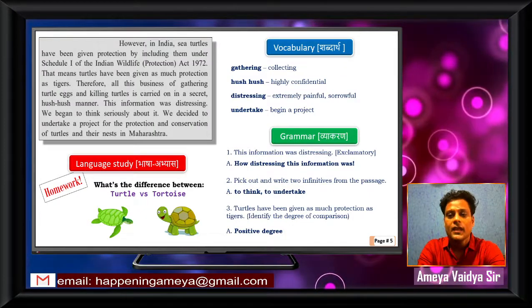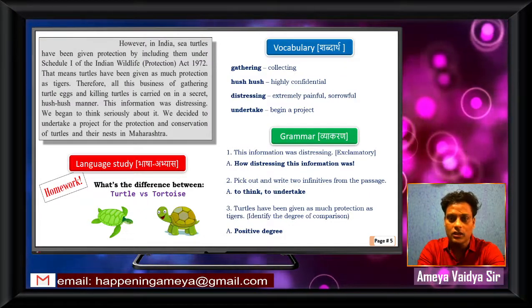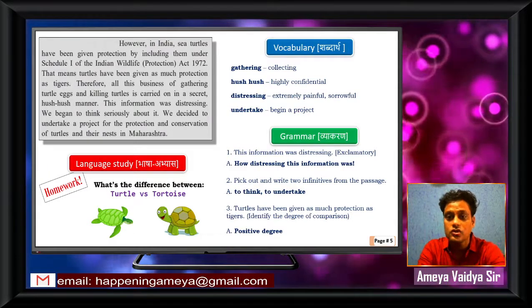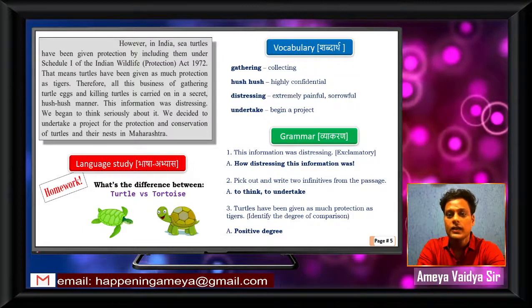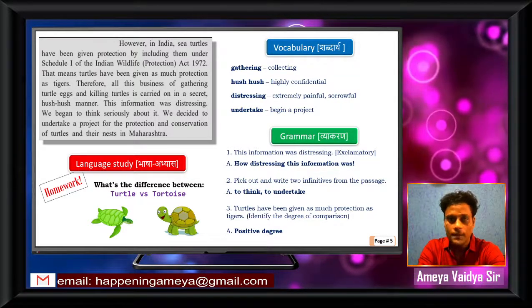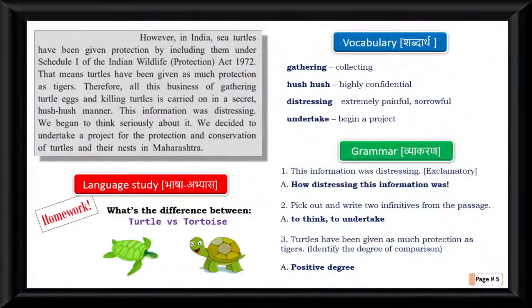Comparison is the positive degree because the turtles and the tigers are at par. So "as much protection as" suggests that this is the positive degree. If you want, you can just pause the video here. I made it full screen for you, but at the moment, please allow me to go to the next one.